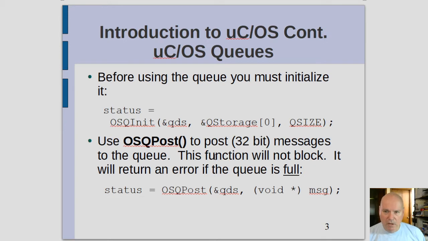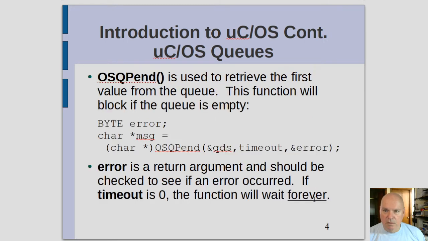To post an element to the queue, use OSQPost. It just takes a pointer to your queue data structure, and then the 32-bit item that you want to post. Here I'm posting a pointer to a message, but again, you could post an int or float, all 32-bit quantities, and stuff them on the queue. And then they'll be put in first in, first out order, so added on top of each other.